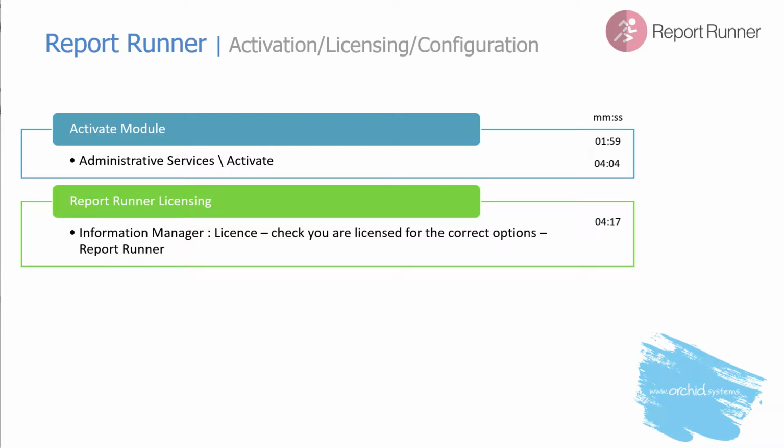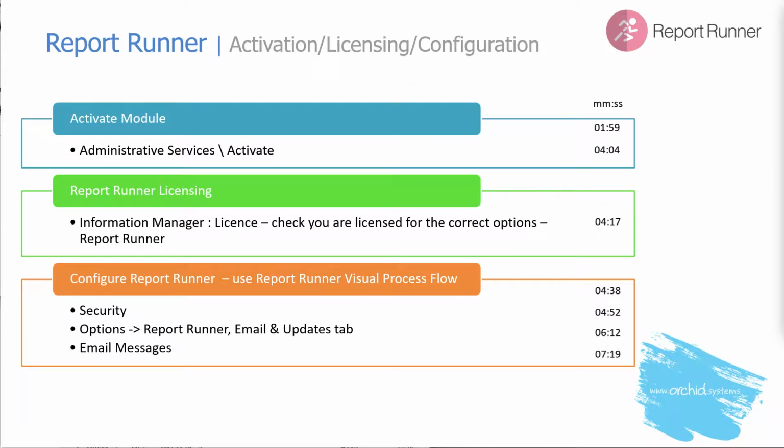After activating, we'll go to the Information Manager license and check the license that you have so that it is showing Report Runner. And then we'll go into the security and options for Report Runner and see what parameters you need to enter prior to setting up your Crystal and financial reports.